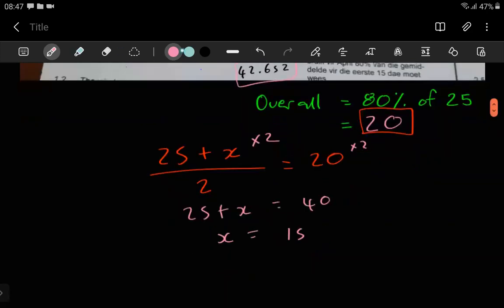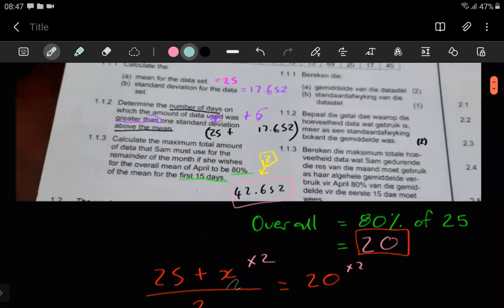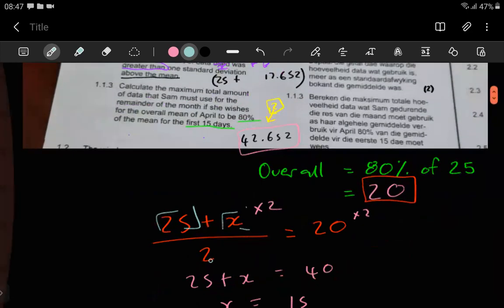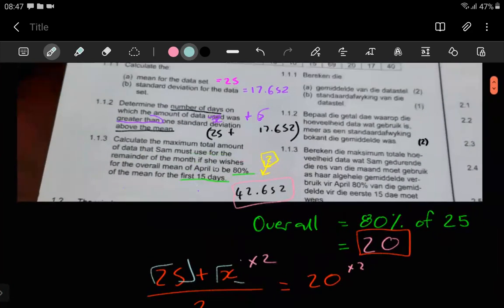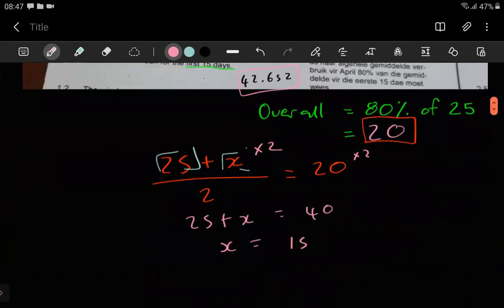What we know is the average here should be 15, because if the average for the other 15 days is 15, and the average for the first days is 25, add them up and dividing by 2 gives you 20. So the question here was asking for the maximum amount of data. Obviously, if the average for this is 15, the maximum amount would then be 15 times 15, which is 225.